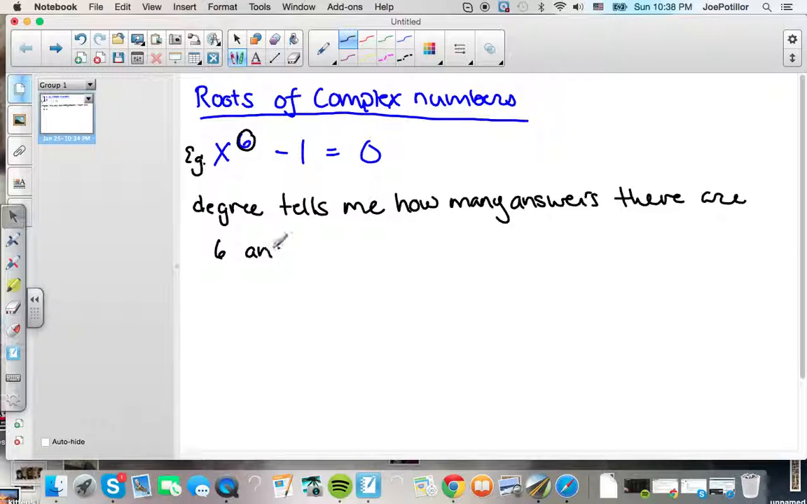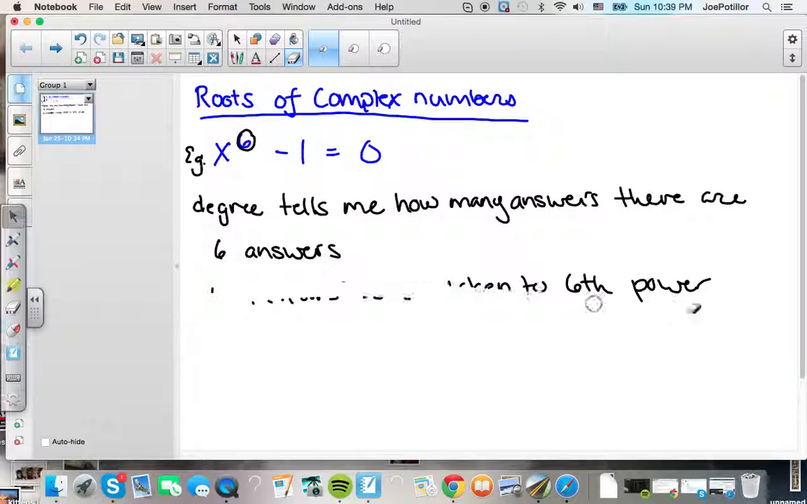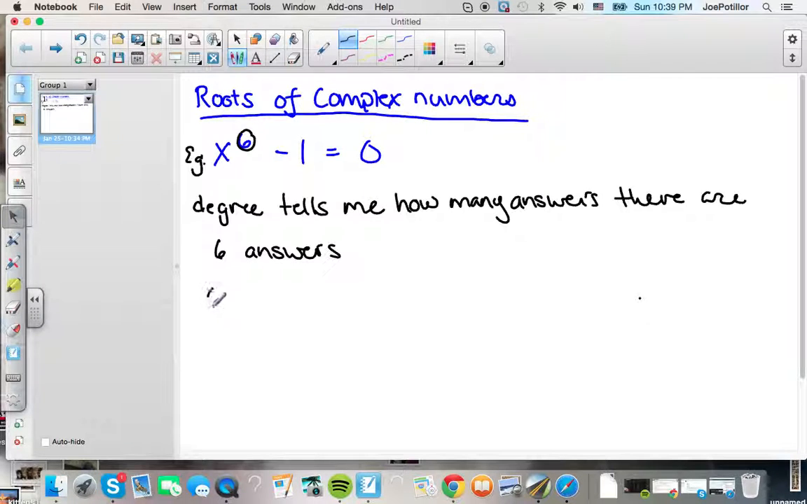That is to say, there are 6 numbers which, when taken to the 6th power, would equal 1 for this example here. Alright, 6 numbers taken to the 6th power will get me 1. That's what this equation tells me.